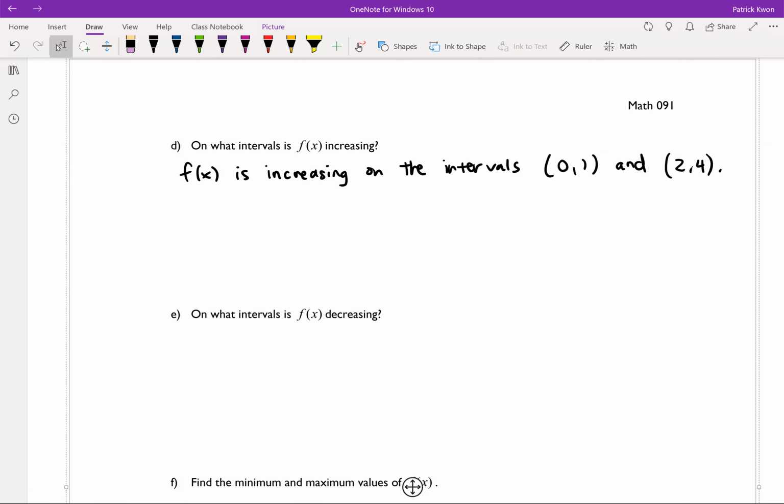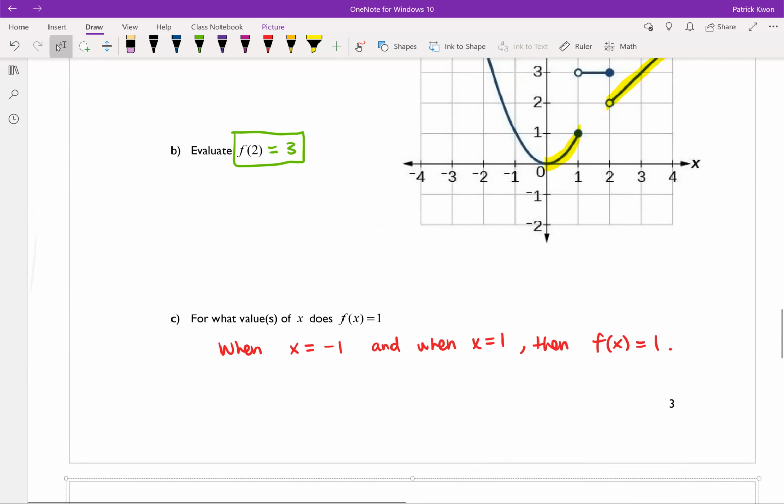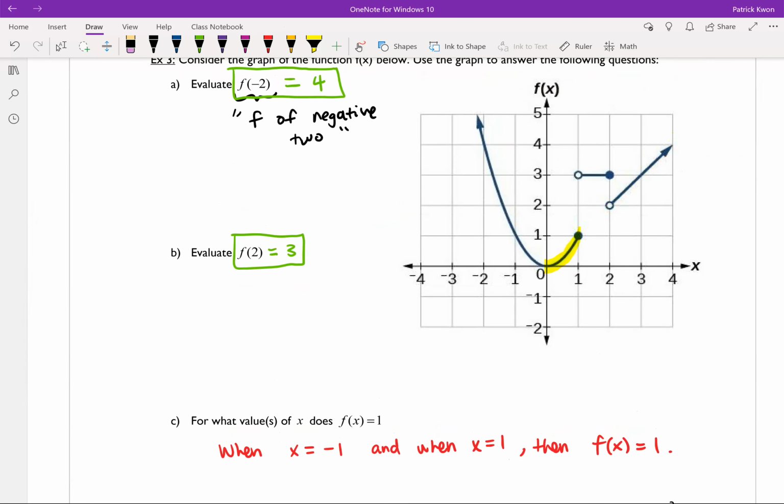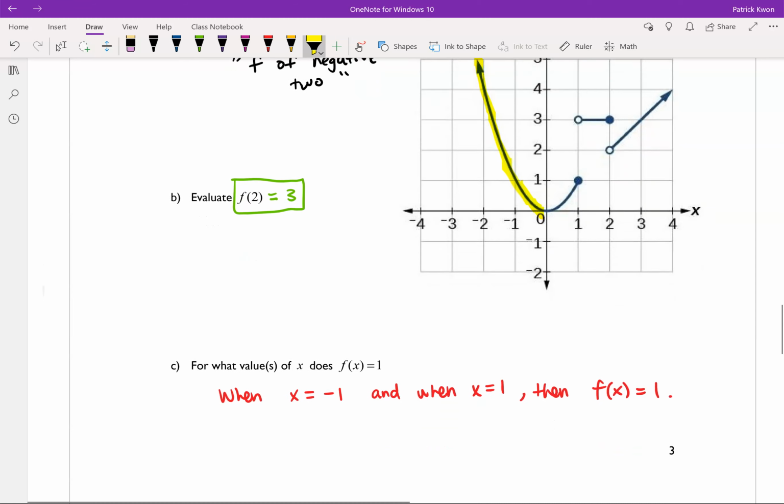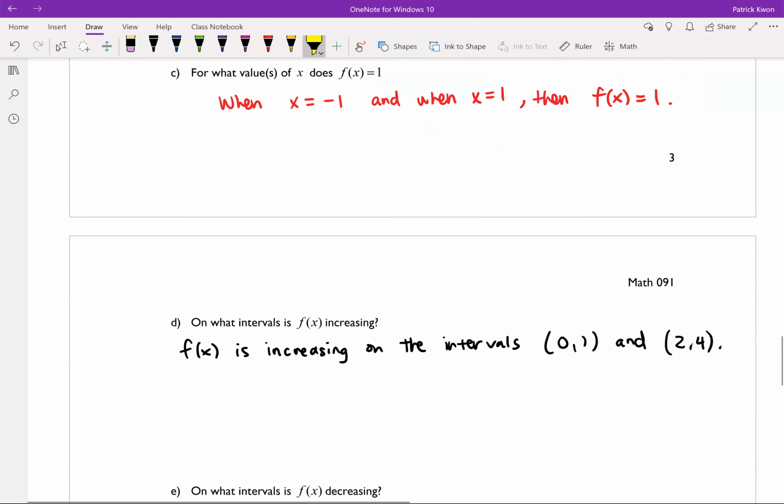Okay. Part E asks, on what intervals is f of x decreasing? So let's go back up to our graph, and I'm going to erase the highlighted portion. So now we want to see when is it decreasing. And it looks like, notice that there's an arrow here, so the graph goes on forever in the left direction, and it's decreasing, coming down all the way to 0. But again, we have to keep in mind that it goes on forever in the left direction.